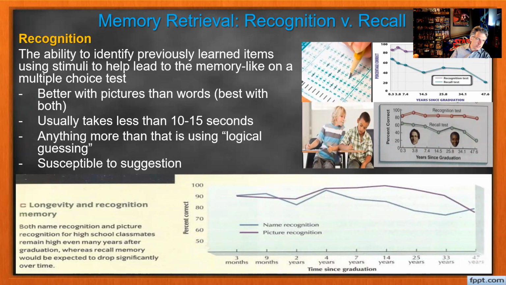Better with pictures than it is with words, even better if we're using both. Usually it takes 10 to 15 seconds. If you're taking longer than 10 to 15 seconds to come up with an answer, you're not using recognition. And this is why, if you're on test question number 13 and you go, okay, there's a question. Is it A? Is it B? Is it C? Is it D? It's C. That means you know the answer.